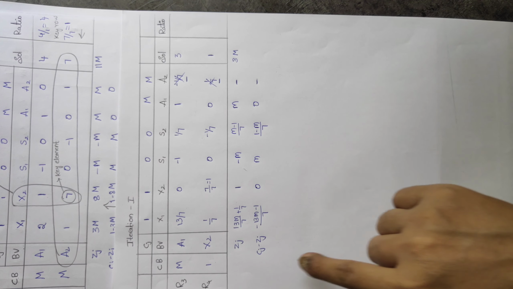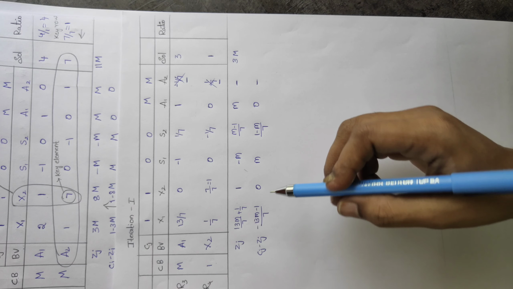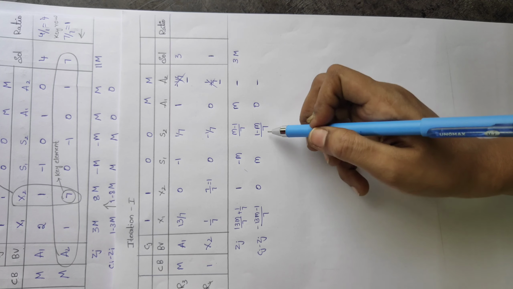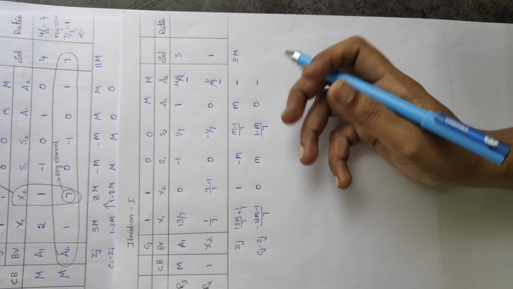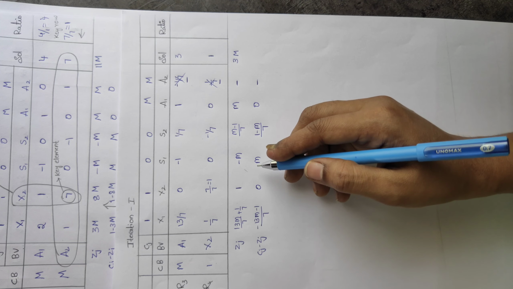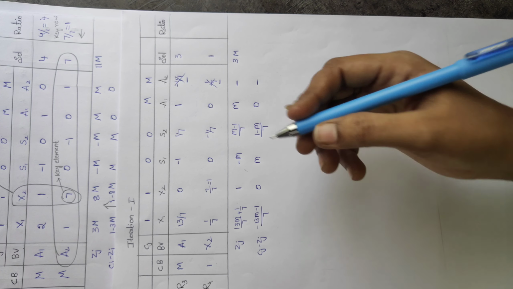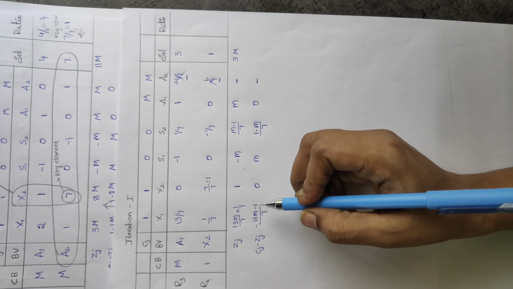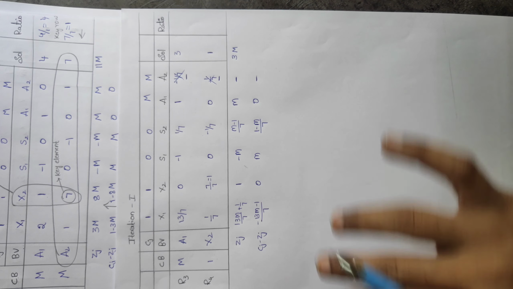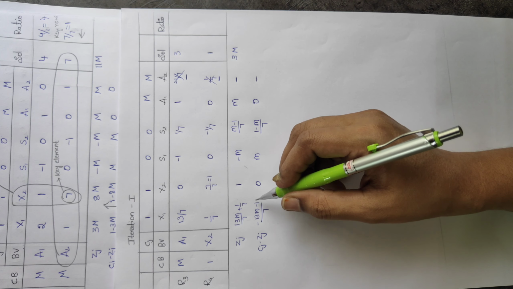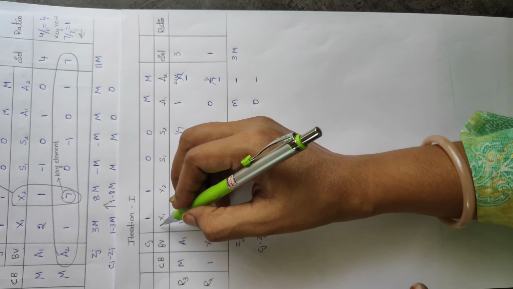Here all the Cj minus Zj values should be greater than or equal to 0, but two values are negative. So we need to find the next iteration table. For that process we need to find the key column and key row. In both cases, the most negative value is minus 13m minus 1 by 7. That means this is the key column.